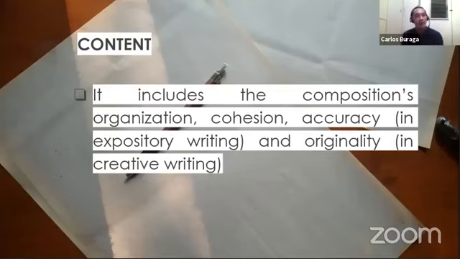There are factors, and the second one is content. Okay, content is the second factor, next to fluency, a factor to consider in the writing product. It includes the composition, organization, cohesion. What else? Accuracy in expository writing, and originality in creative writing. So in organization, we can ask, is there a good beginning sentence? Is there a clear ending? Is there a logical sequence? For example, subtopics. In cohesion, we can ask, did the students stick sa topic?